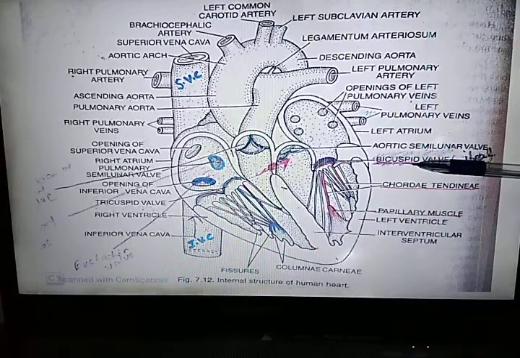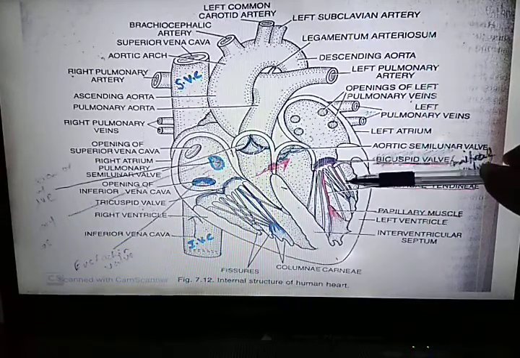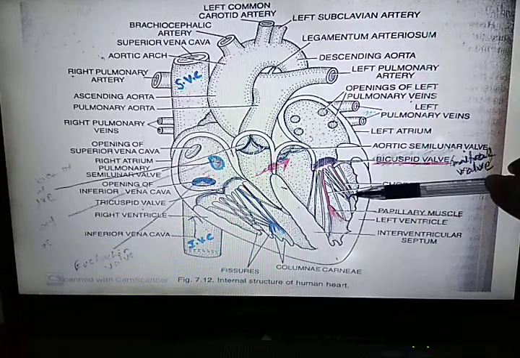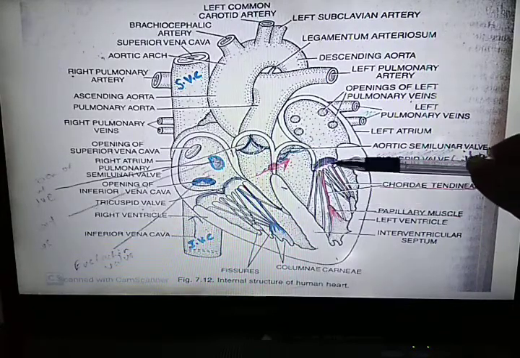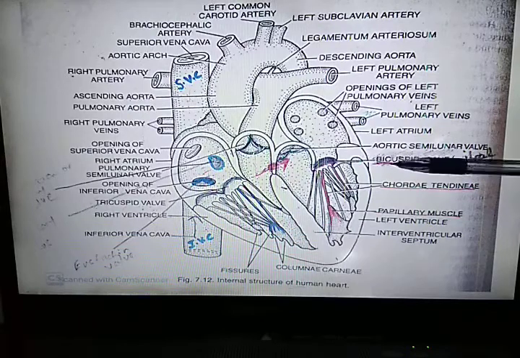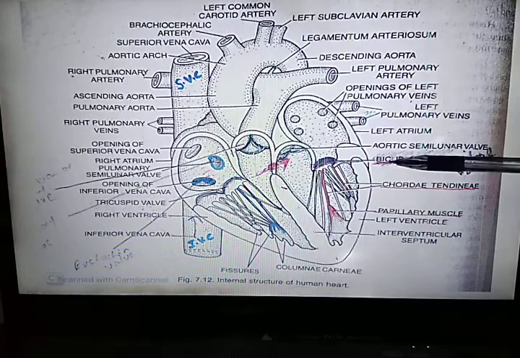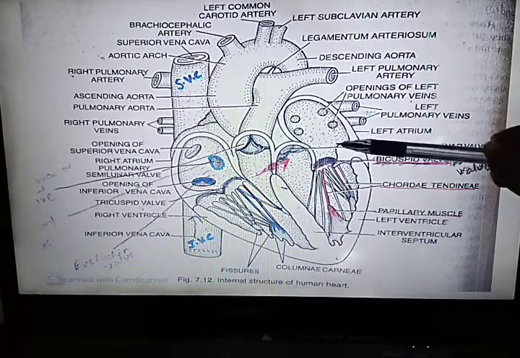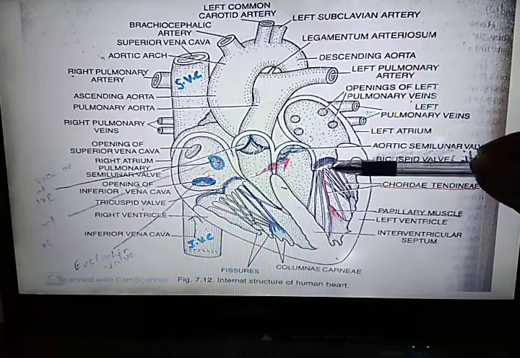Now, the bicuspid valve on the ventricle side is attached to chordae tendineae and papillary muscles, which prevent the backflow of blood from the ventricle into the auricle. The bicuspid valve is also a one-way valve which allows flow of blood only in one direction, from the auricle into the ventricle.